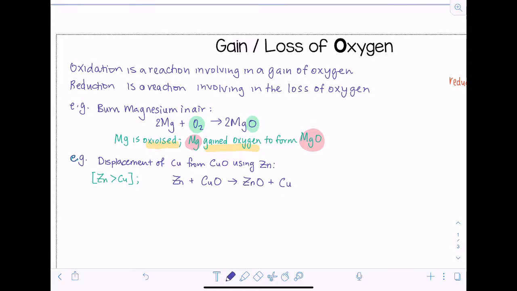Please pause the video so that you can spend a bit of time thinking, and do continue to play the video when you already have an answer in mind. All right, without further ado, here we go. For this case, reduction is very much observed over at copper.